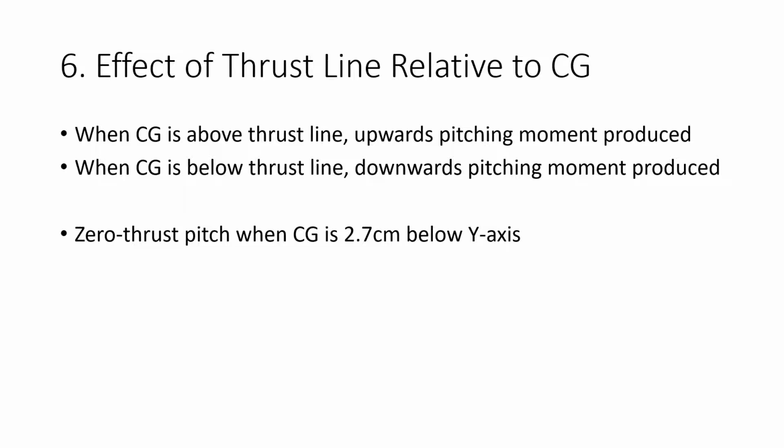Next, the effect that the location of the centre of gravity had on the thrust line was examined. It was found that when the CG is above the thrust line, upwards pitching moments were produced, and vice versa for when the CG was below the thrust line. A zero thrust pitch was created when the CG was around 2.7 centimeters below the y-axis.